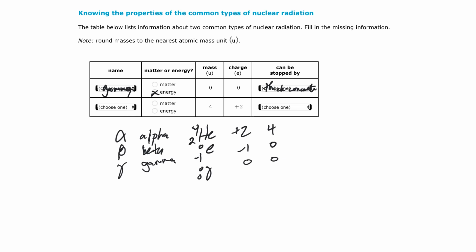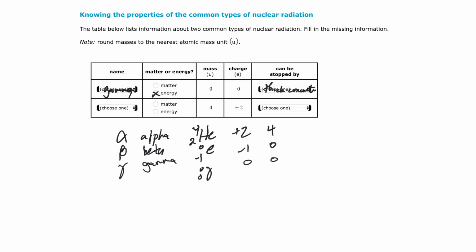The next one has a mass of 4, so that's definitely matter, because it's got something. Those are AMUs, that's matter. It's got a charge of 2. Well, that's alpha, so that's an alpha radiation, and alpha radiation can be stopped by a sheet of paper or skin, whatever the drop down says. Okay, I hope that helps.